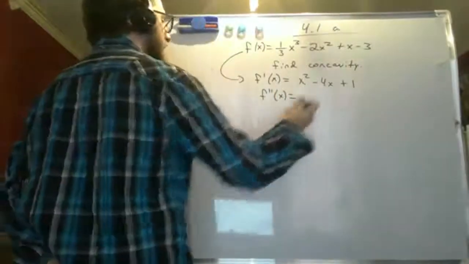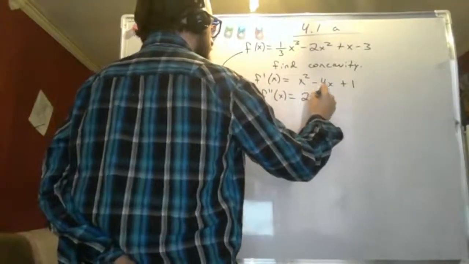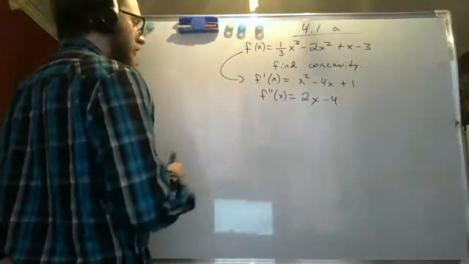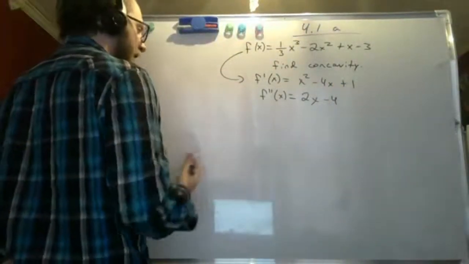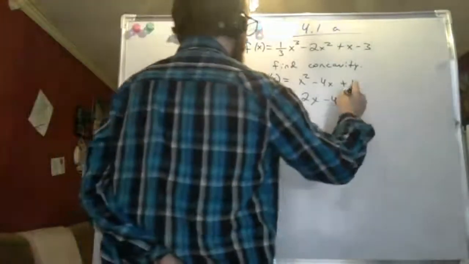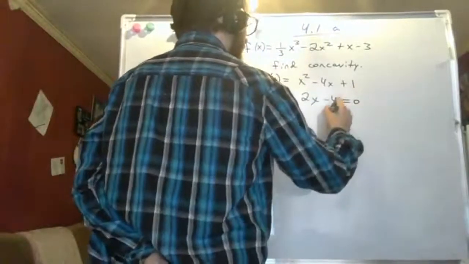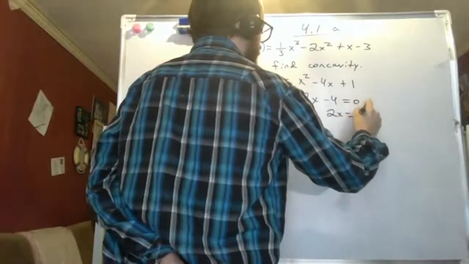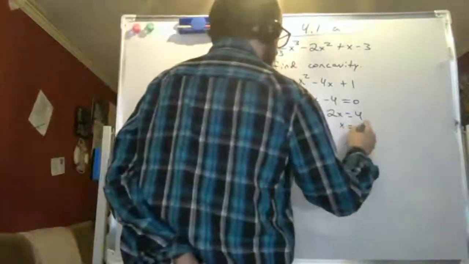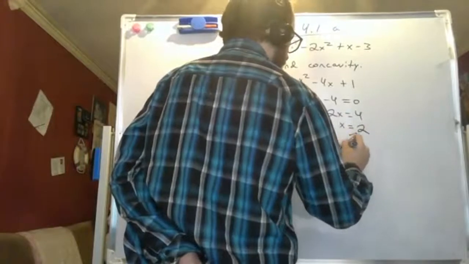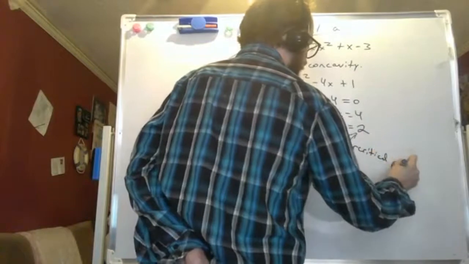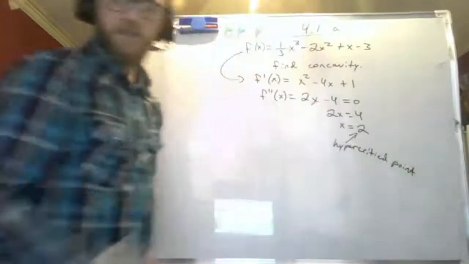So what do we get for this? The 2 comes down, so we have 2x minus 4. There's our second derivative. Now to find our hypercritical points, we have to set this equal to 0. So I set it equal to 0, and I've got 2x is equal to 4, x equals 2, and so this is my hypercritical point.